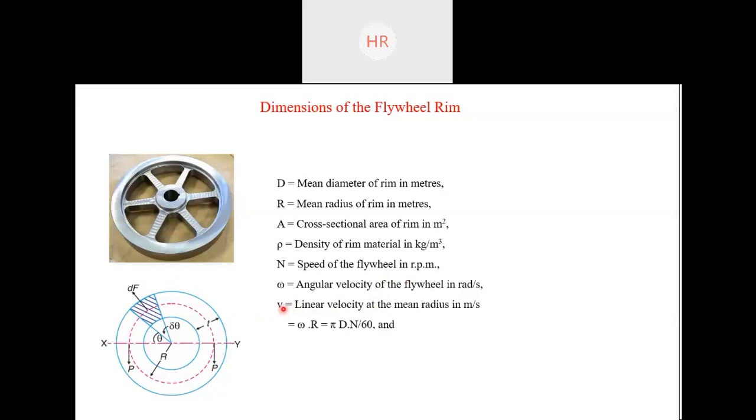So we can write linear velocity V is equal to omega into R, or you can also write V is equal to pi D N by 60, such is the value of omega. Since V is equal to omega into R, V is equal to pi D N by 60. You can write that.